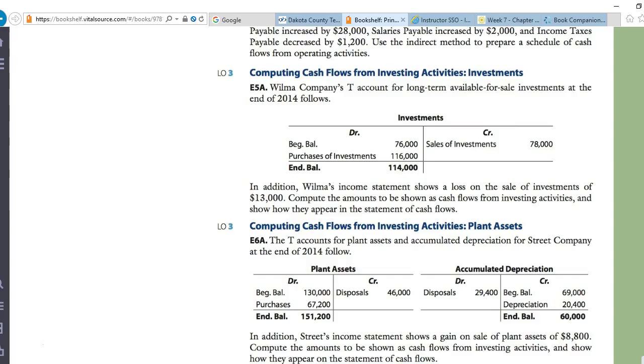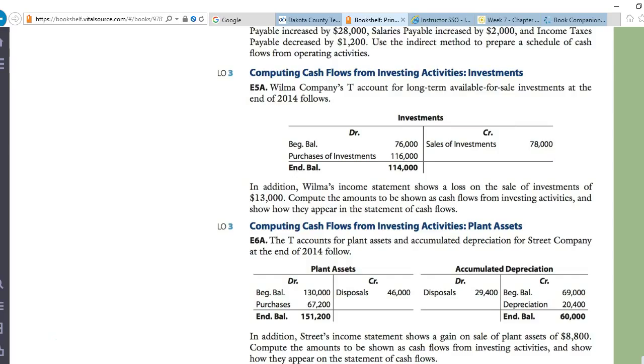Wilma Company's T account for long-term available for sale investments at the end of 2014 follows. We started the period with a balance in investments of $76,000. During the year, we purchased investments of $116,000, and we sold investments for $78,000. In addition, Wilma's income statement shows a loss on the sale of investments of $13,000. Compute the amounts to be shown as cash flows from investing activities and show how they appear in the statement of cash flows. So two things I want you to think about.